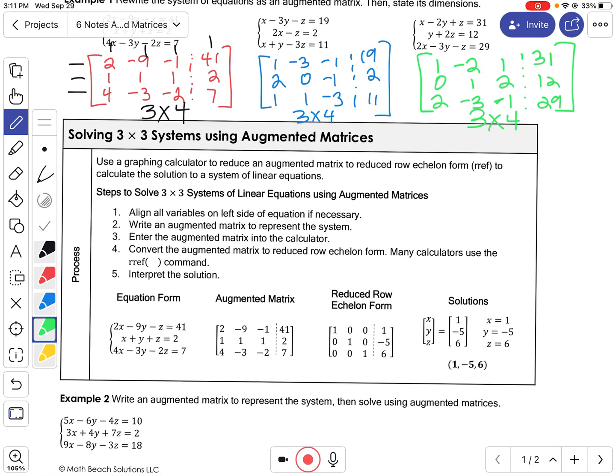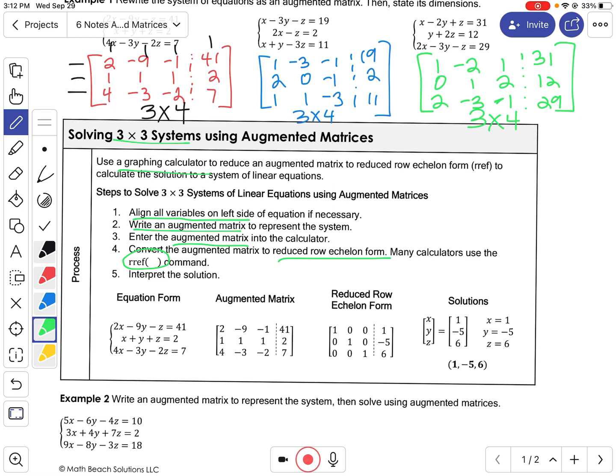So looking at it, it says solving 3 by 3 systems using augmented matrices. First thing, we're going to be using a graphing calculator. We're going to align all the variables on the left side of the equation. You're going to write an augmented matrix, which we just learned how to do. You're going to enter the augmented matrix into your calculator. And then you're going to convert the augmented matrix to reduced row echelon form. The calculator actually does this for you. It's called RREF, which is just abbreviating reduced row echelon form.